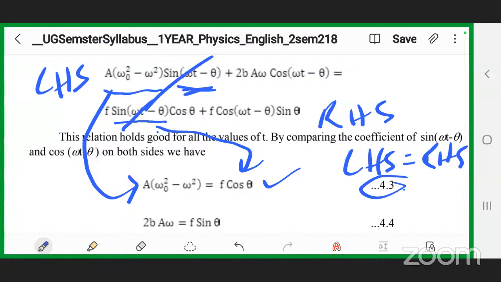In the second term, 2b a omega is remaining. Here this one and this one get cancelled. Remaining is 2b a omega equals f sin theta.